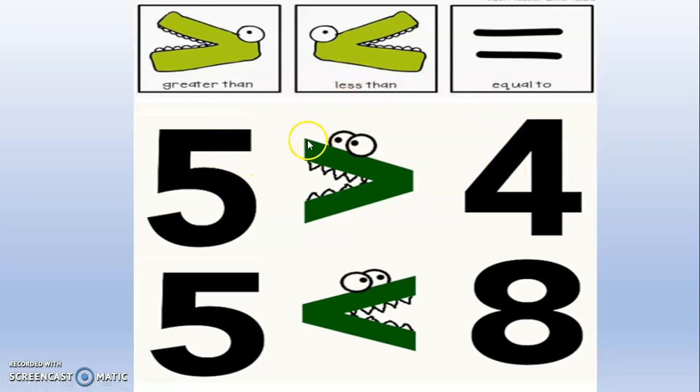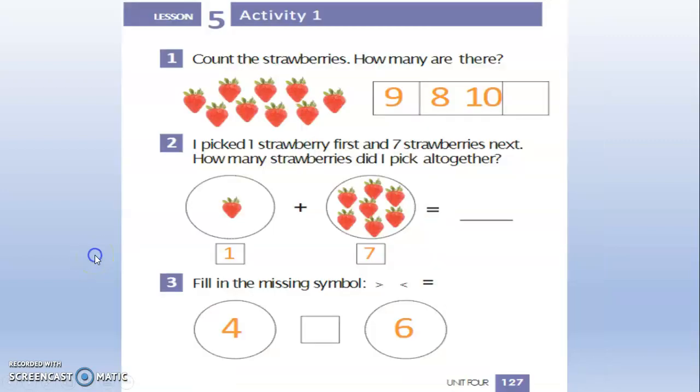So your sign, the greater number, is always going to have a big opening, and the little number is going to have the little side. So always remember that. So 5 and 8, which is your greater number? The 8. So the big opening will be pointing to the 8, and the small one will be pointing to the 5. So let's get started.